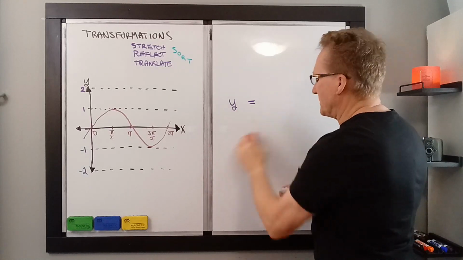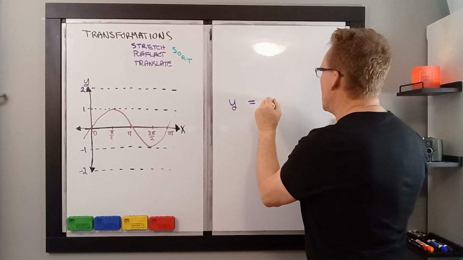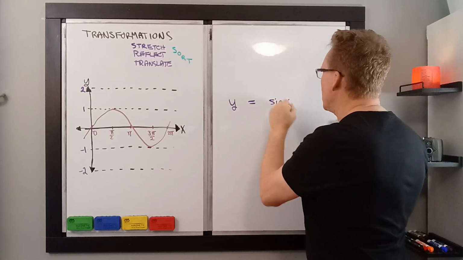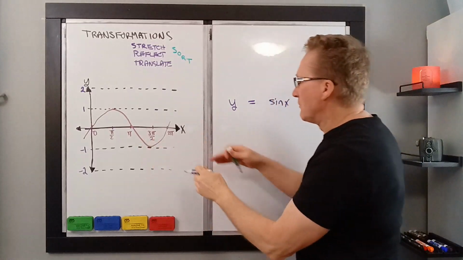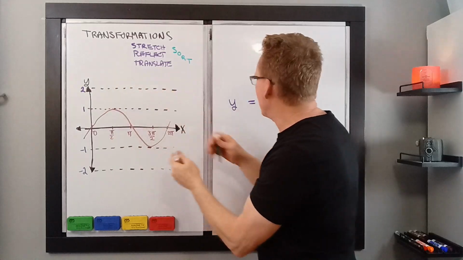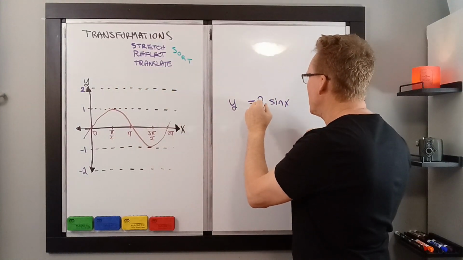Let me just erase a little bit, give myself a little bit more space here. y is equal to sine x. So this would be what I have here. What if I wanted to say multiply everything by 2? Well, what if I just put a 2 in front of there?